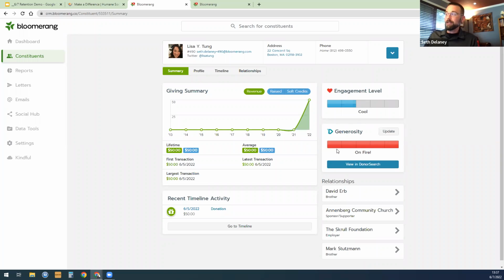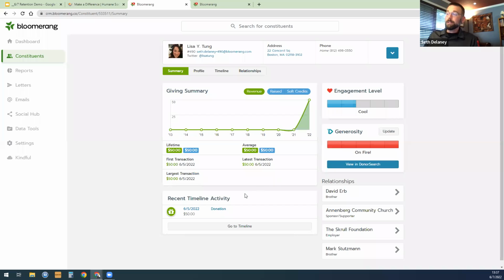So when you see somebody who's got high generosity, they've got a high capacity to make larger gifts, that can kind of sometimes prioritize your time and your efforts, particularly for smaller organizations that aren't working with a big shop. And you've kind of got to pick and choose where you're spending your time. This generosity score can be super helpful there as well.